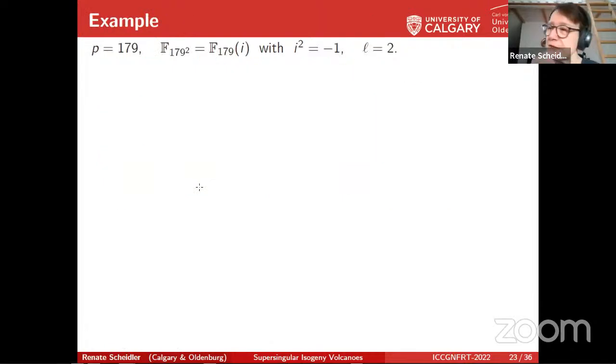And what I want to do is walk you through an example so you see how this works and you see the class group in action. All right, so this is a fairly small example, but you see even that is pretty involved. We start with a prime 179 and we work over the field F179 squared. This is generated by a square root of -1, and we work with 2-isogenies. So you have a 3-regular graph. Every vertex has 3 edges.